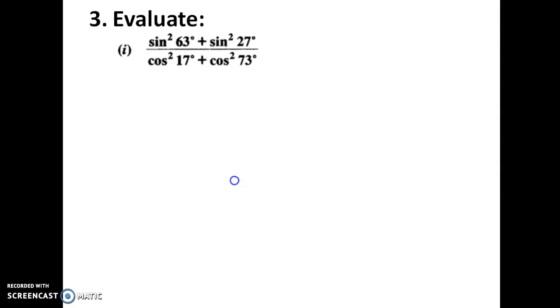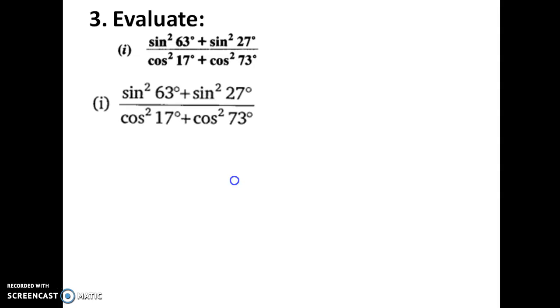So that's the answer. The third problem: evaluate sin square 63 plus sin square 27 degree, divided by cos square 17 plus cos square 73 degree. In the previous exercise we did sin of 90 minus theta equal to cos theta, so we are going to use that here. First step, we use the things we learnt in the previous exercise. Then we will bring it to the identity and simplify.